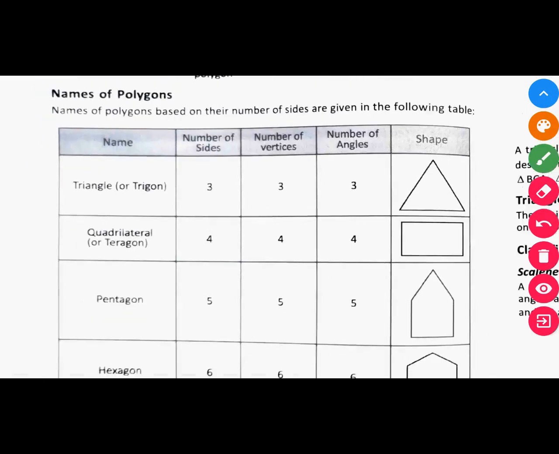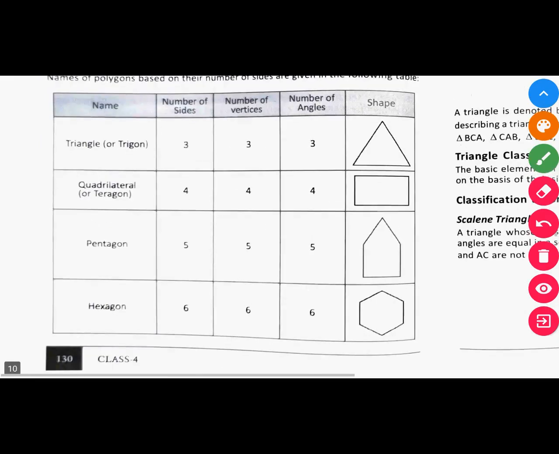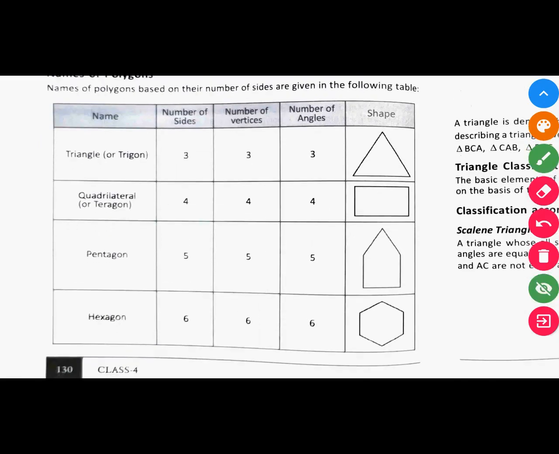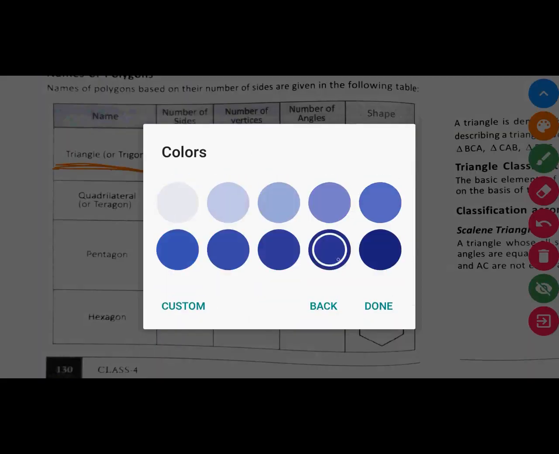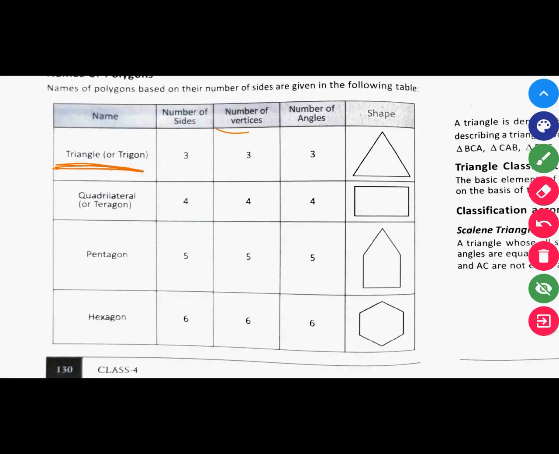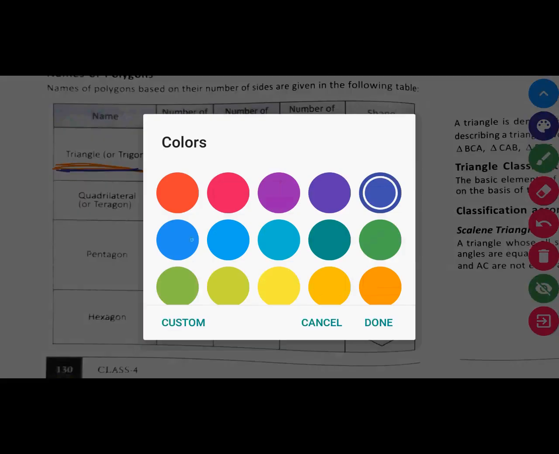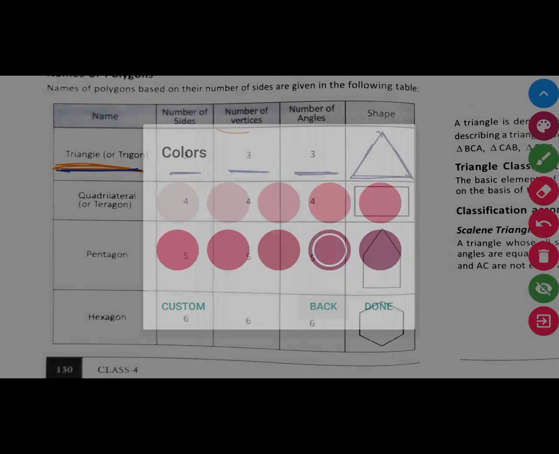Now this you know already very well. You are very clever, so you know that if we take a polygon, a triangle: number of sides, number of vertices, number of angles, and its shape. You already know, because from first standard you are learning about the basic geometrical figures. So a triangle has 3 sides, 3 vertices, 3 angles, and the shape of a triangle you know very well, like samosa. But samosa is 3-dimensional, a triangle is a 2-dimensional figure.